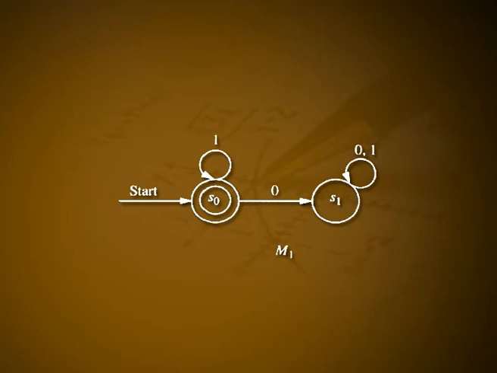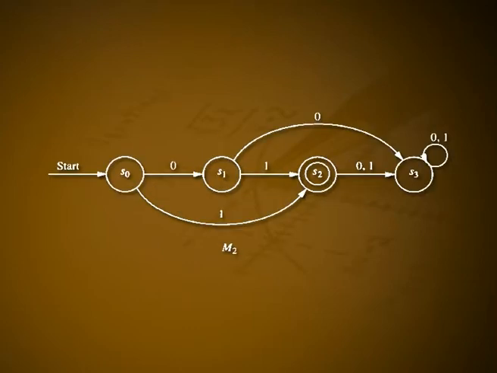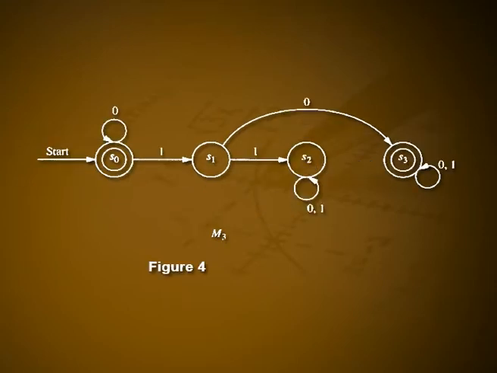We will see one example. Determine the languages recognized by the finite state automata M1, M2 and M3 in figure 4. So, this is the figure 4, and you can see the examples M1, M2 and M3, the finite state automata.